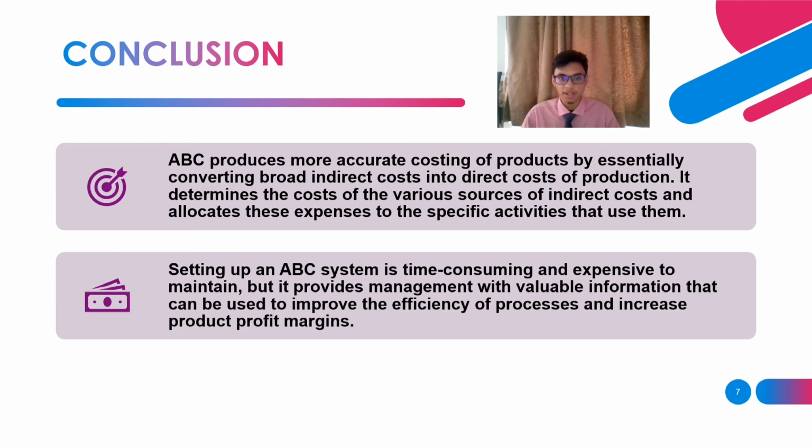In conclusion, activity-based costing produces more accurate costing of products by essentially converting broad indirect costs into direct cost of production. It determines the cost of the various sources of indirect costs and allocates these expenses to the specific activities that use them. Setting up an activity-based costing system is time-consuming and expensive to maintain, but it provides management with valuable information that can be used to improve the efficiency of processes and increase product profit.